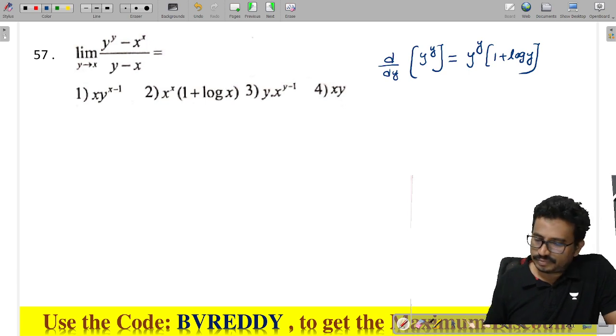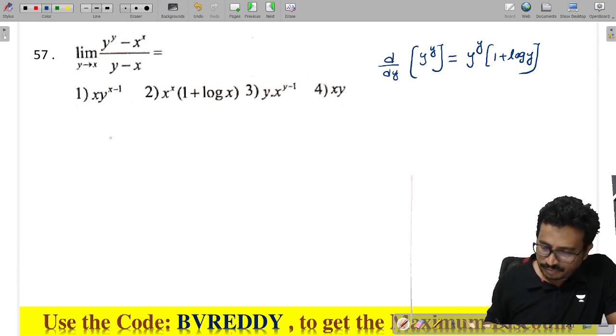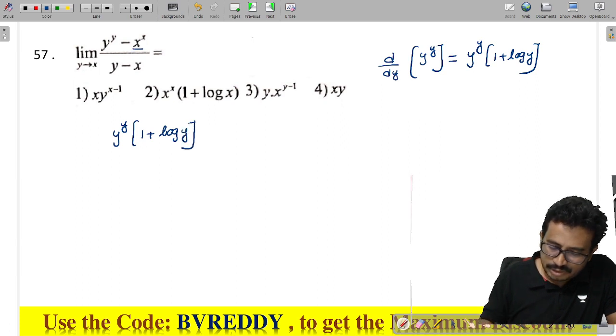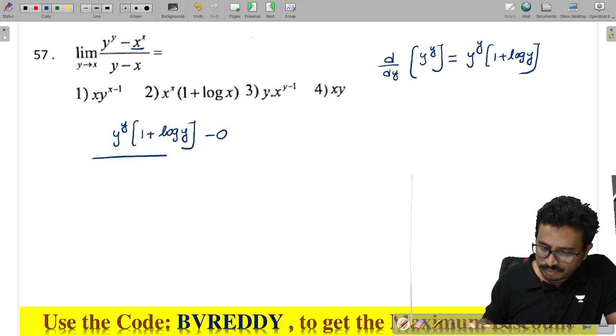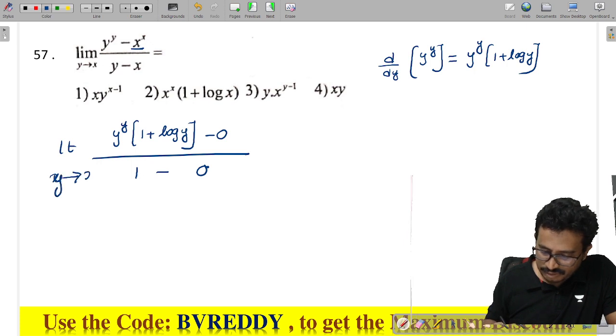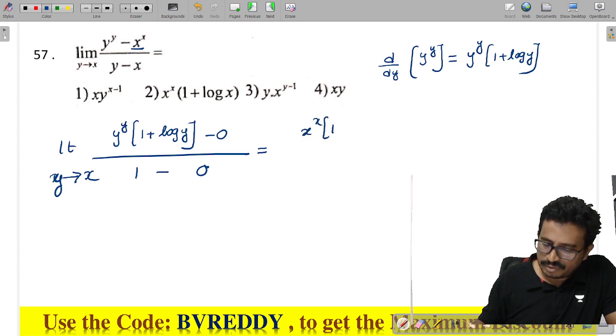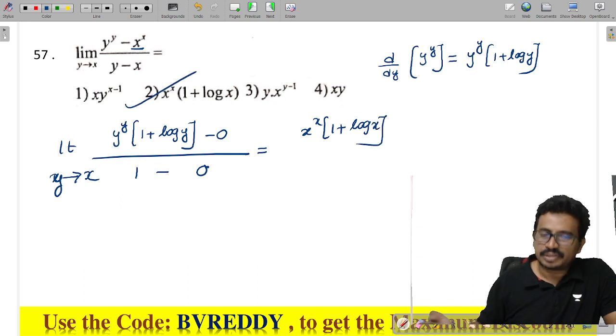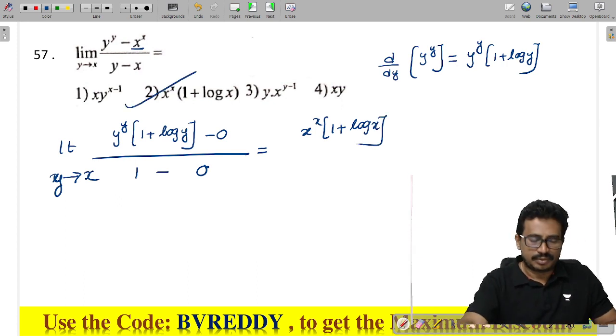Isn't it? Now, if we apply L'Hospital here, this is y power y into 1 plus log y, since we are differentiating with respect to y. Then this term is a constant, so 1 minus 0. Now substitute the limit, y tends to x, which is given as x power x into 1 plus log x. Like this. Next problem.